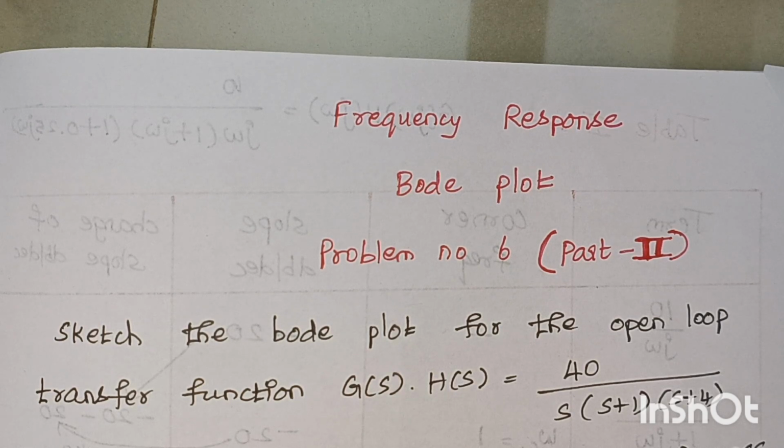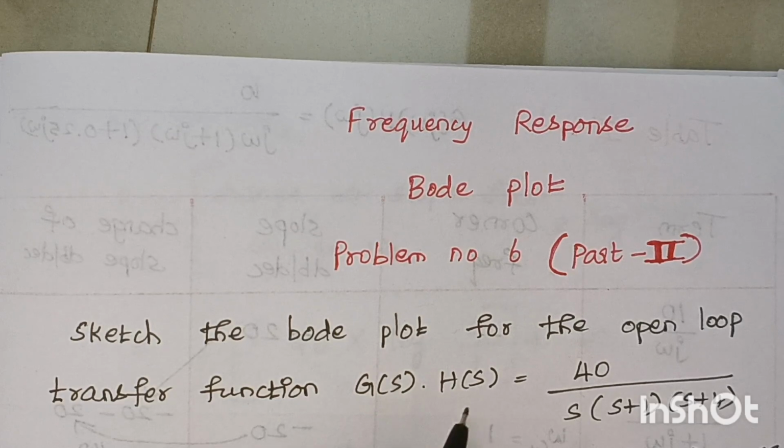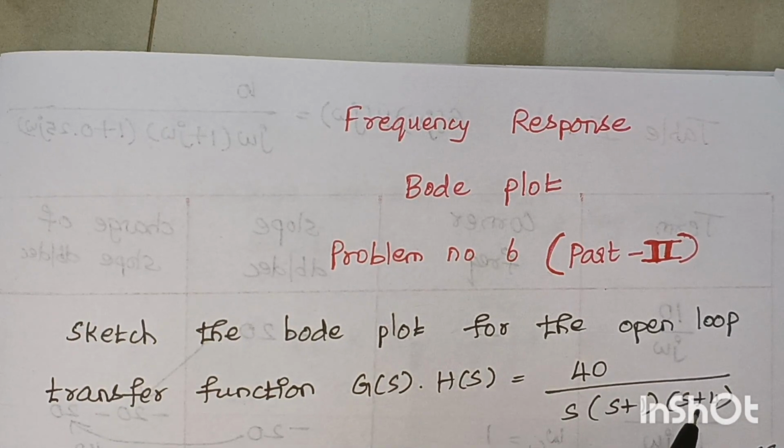Today we are going to solve problem number 6 part 2 under the category Bode plot. And the problem is: sketch the Bode plot for the open loop transfer function G(s)H(s) given by this expression.